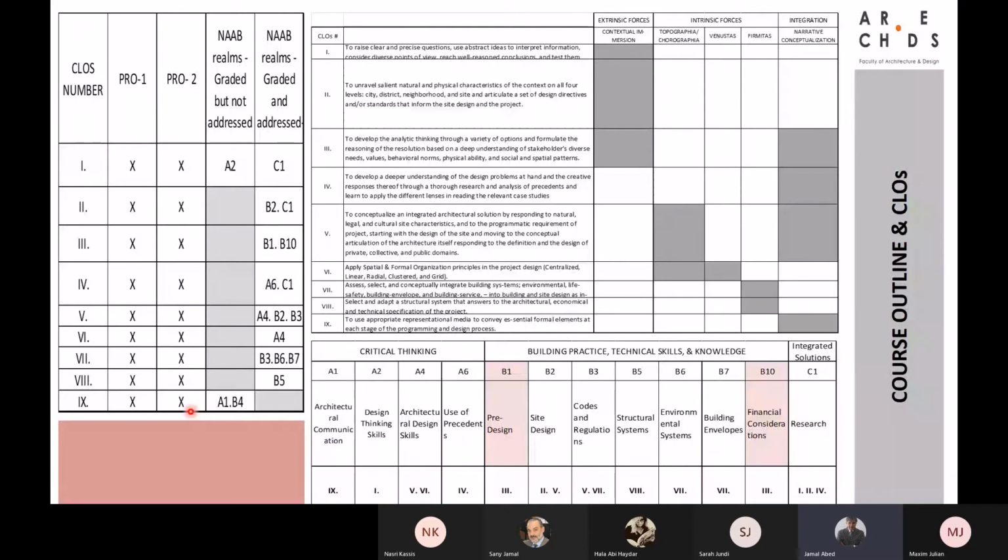Some of them were dependent, as I mentioned, on realms that were graded but not taught as such, although by the end of the day we had to teach them a lot on that particular dimension, especially when it comes to the site analysis and synthesis, and I emphasize that. Our CLOs were grouped according to contextual immersion, what we call extrinsic forces. Within the intrinsic forces, about what we call topographia, chorographia, venustas, firmitas, and by the end of the day, the integration through the narrative conceptualization, and how these actually met the different CLOs on these particular structures.